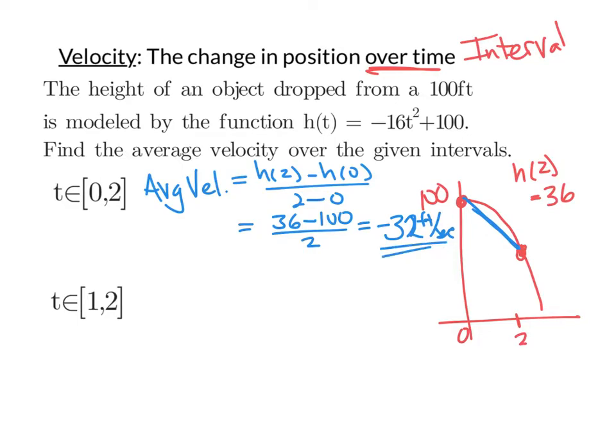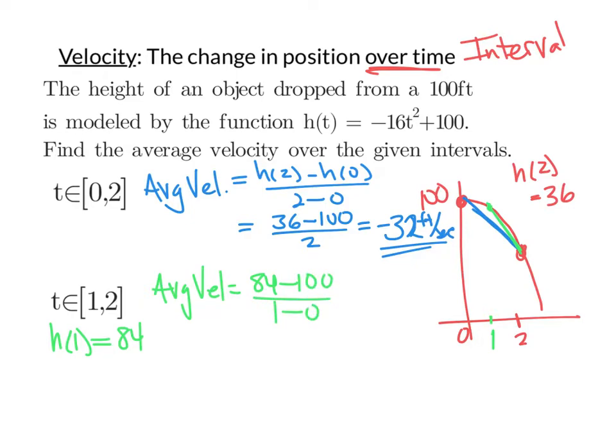So what we see is the average velocity is really the slope of a secant line. When we want to do this again over the interval from 1 to 2, then we're shortening our interval, and so we need to find this point as well and then identify what that slope is. Well, h of 1 is going to be negative 16 plus 100, which is 84. So to find our average velocity over this time period, we'll do the change in position, so 84 minus 100, over the change in time, 1 minus 0. And that'll give us negative 16 feet per second.